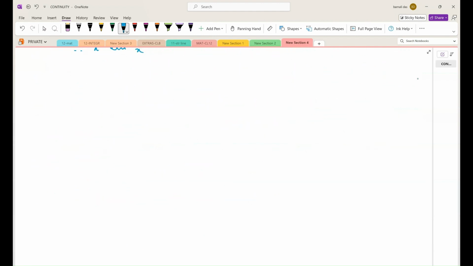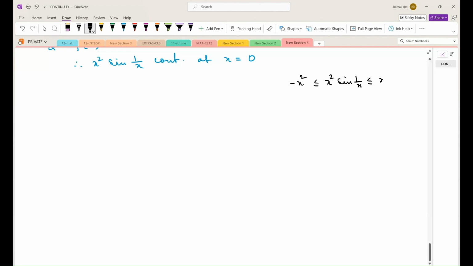Also, I would like to show you the geometrical figure of this function because it's very, very interesting. What is happening is you are binding x square sine 1 by x between two functions. One is minus x square, the other is x square. You know that these two are parabolas actually. Y equal to minus x square, y equal to x square. So the graph is something like this.